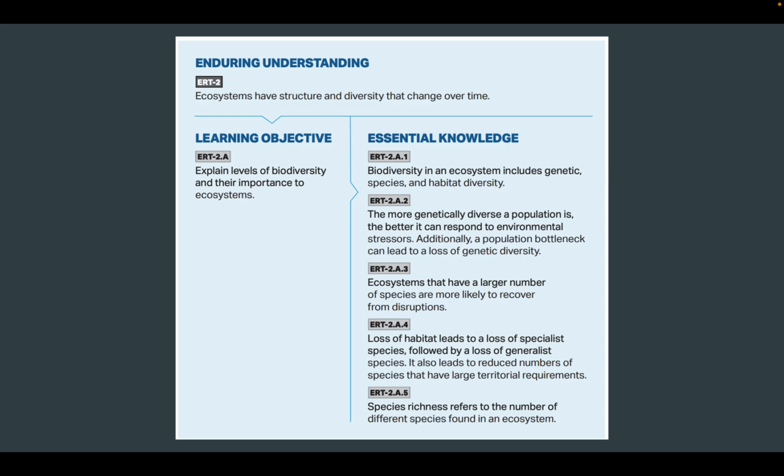Now, the essential knowledge we need for this portion is that biodiversity in an ecosystem includes genetic, species, and habitat diversity. The more genetically diverse a population is, the better it can respond to environmental stressors. Additionally, a population bottleneck can lead to a loss of genetic diversity. Ecosystems that have a large number of species are more likely to recover from disruptions. Loss of habitat leads to a loss of specialist species, followed by a loss of generalist species. It also leads to reduced numbers of species that have large territorial requirements. And species richness refers to the number of different species found in an ecosystem.